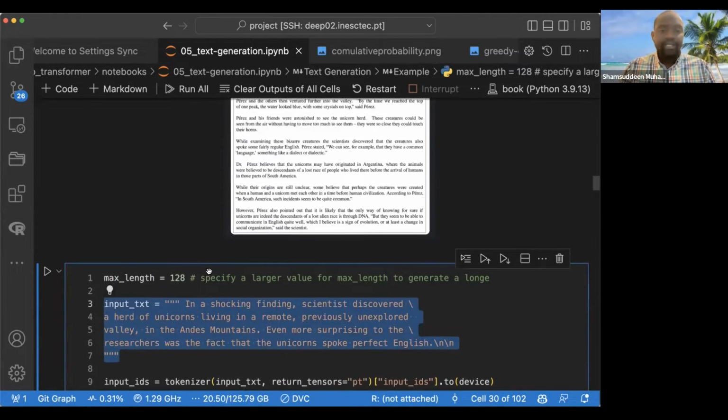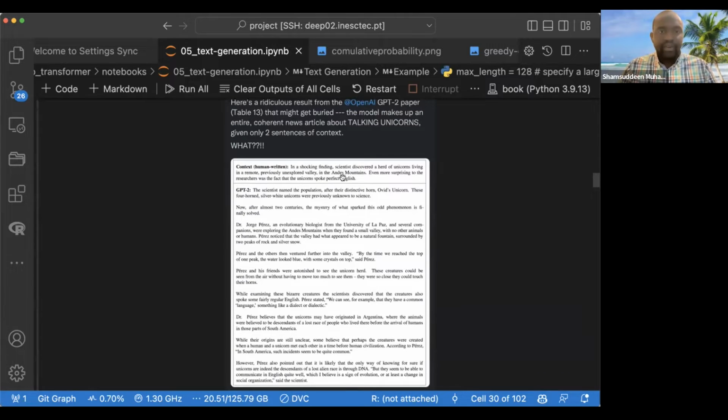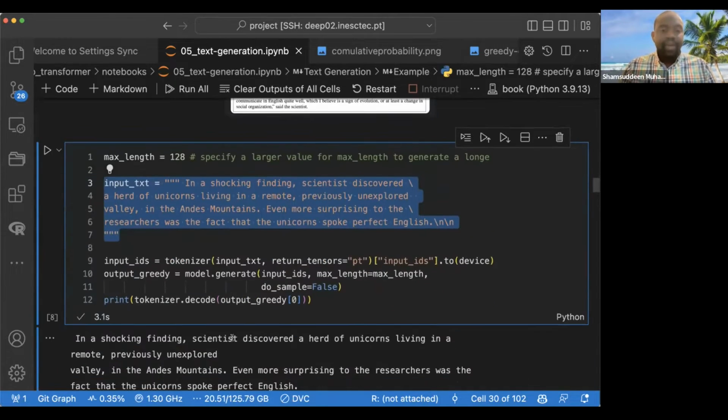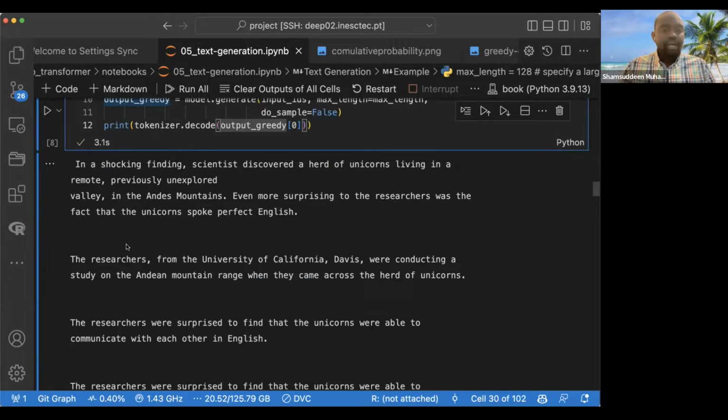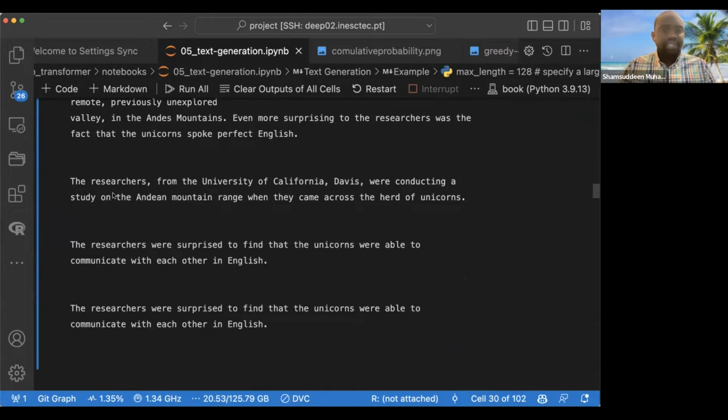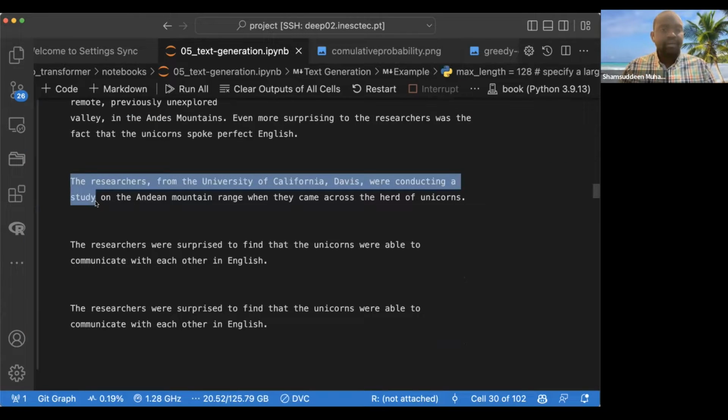So this is the example, and you can see the input text, In a shocking finding. Now we do the same thing as we saw: we input the text, use the maximum length, and select the greedy one. We can see what happened. But unfortunately, there is some kind of repetition here: the researchers were surprised to find the unicorn, were surprised to find the unicorn.